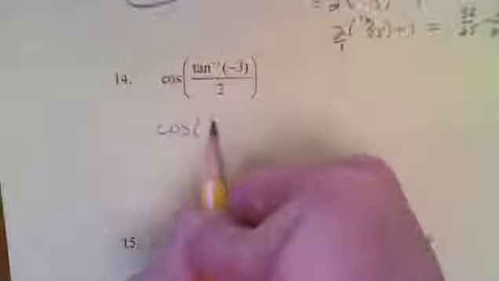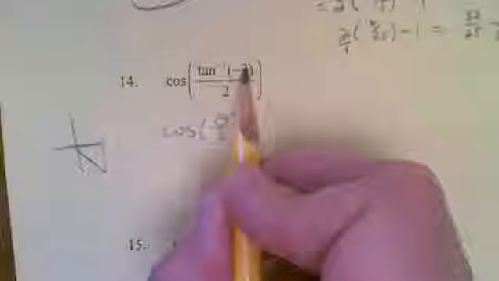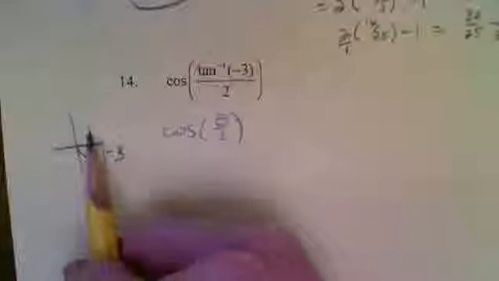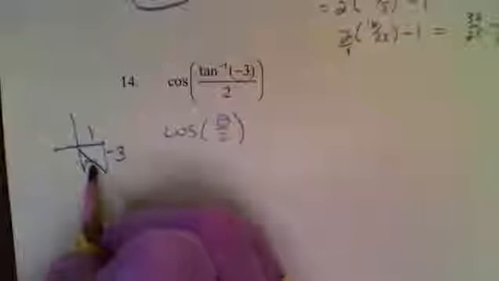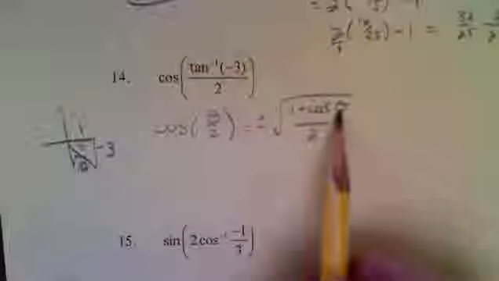Cosine of theta over 2. All right, so theta is this angle right here. So if I draw the picture of that, inverse tan is negative down here. That's y over x, so negative 3 over 1. And so 9 plus 1 is 10, so this is radical 10. So that's my theta. So the cosine of theta over 2 is plus or minus the square root of 1 plus the cosine of theta over 2. So all I'm really going to do is figure out what the cosine of theta is. I have that. I do have to decide if it's plus or minus.